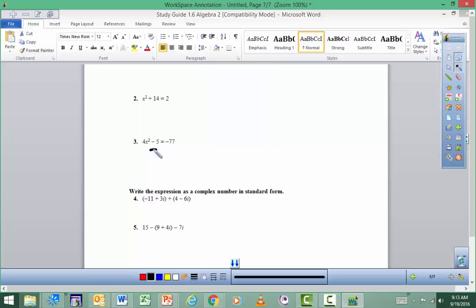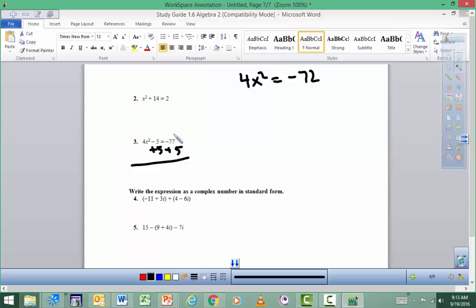Okay, so the first thing I would do is move this 5. So I'm going to add 5 here, right? I'm going to write this as 4x squared is equal to what? Negative 72?